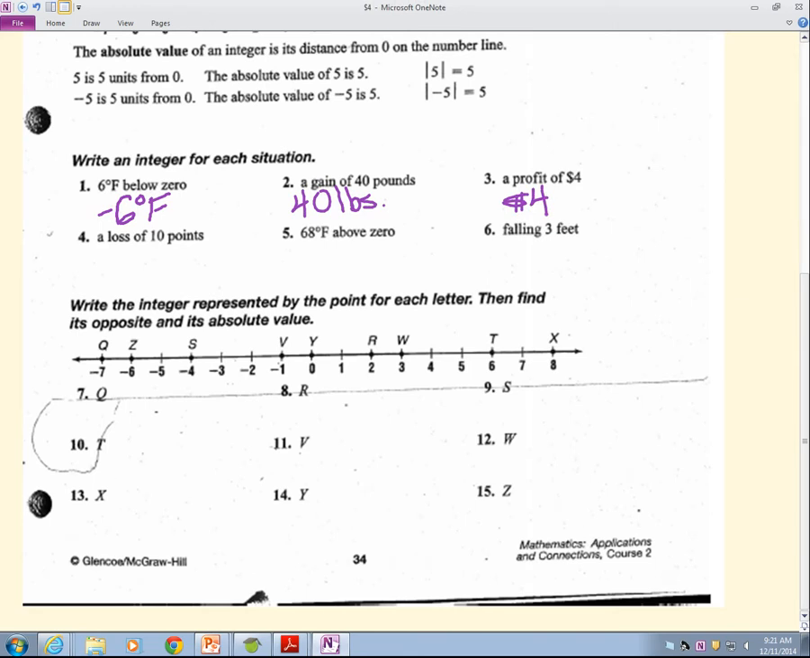Let's do number 6. Tommy, what do you think? Negative 3 feet, good. Negative 3 feet. Okay, so that makes sense? All right, let's look at the second section.